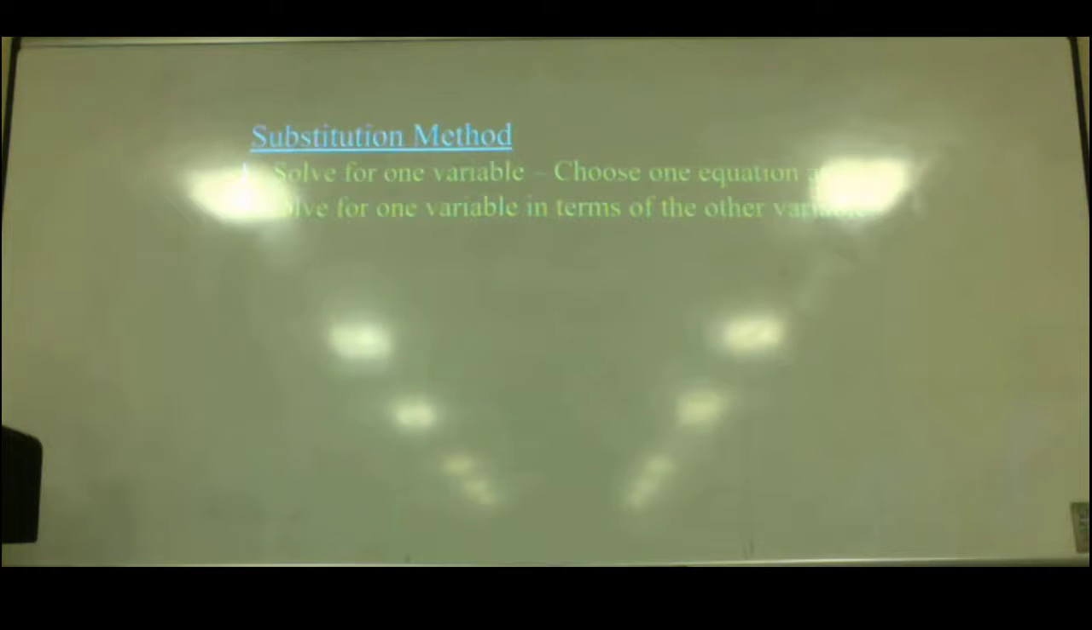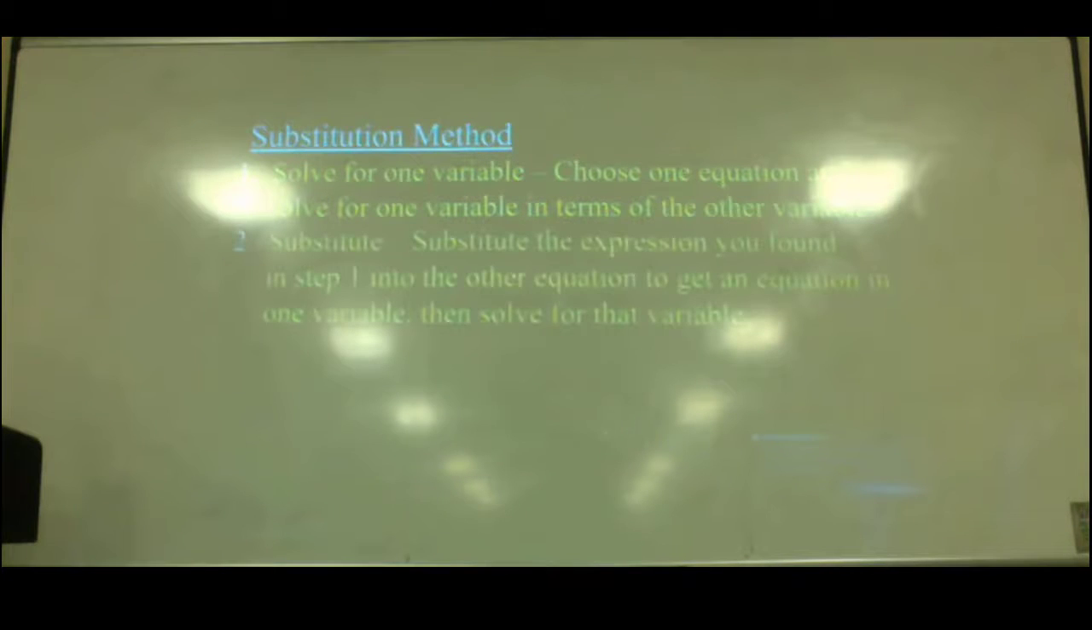But the substitution method, here's how we use it. You have to take one of those equations and solve for one of the variables. It doesn't matter which equation you choose. So my suggestion is, if you're going to use this method, pick the one that you think is going to be the easiest one to solve for. And when we say solve for, it means get it by itself. So if you're solving for y, it means you're going to get the y by itself. If you're solving for x, it means you're going to get the x by itself. And you just have to do that one time.